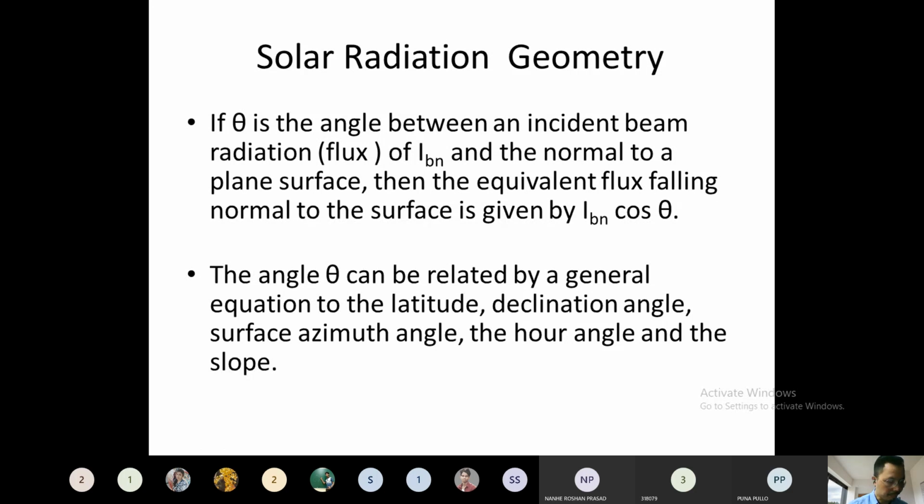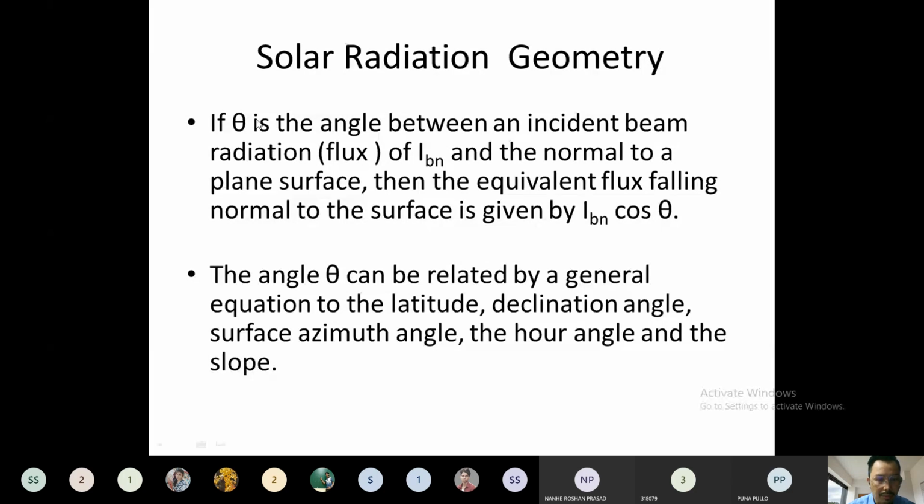Now, today let's continue whatever we have learned in the last class. Now we'll see what is solar radiation geometry all about. Okay. So before coming to this, let's read this definition first.